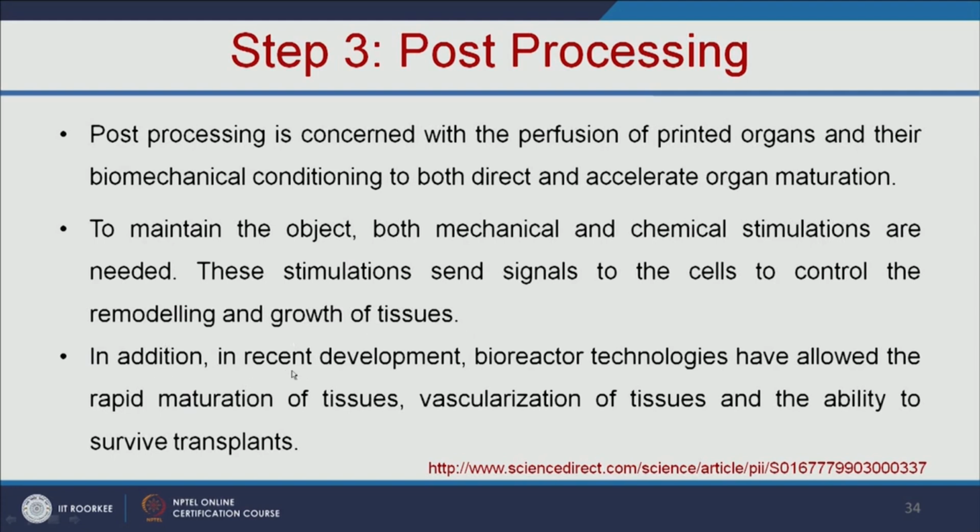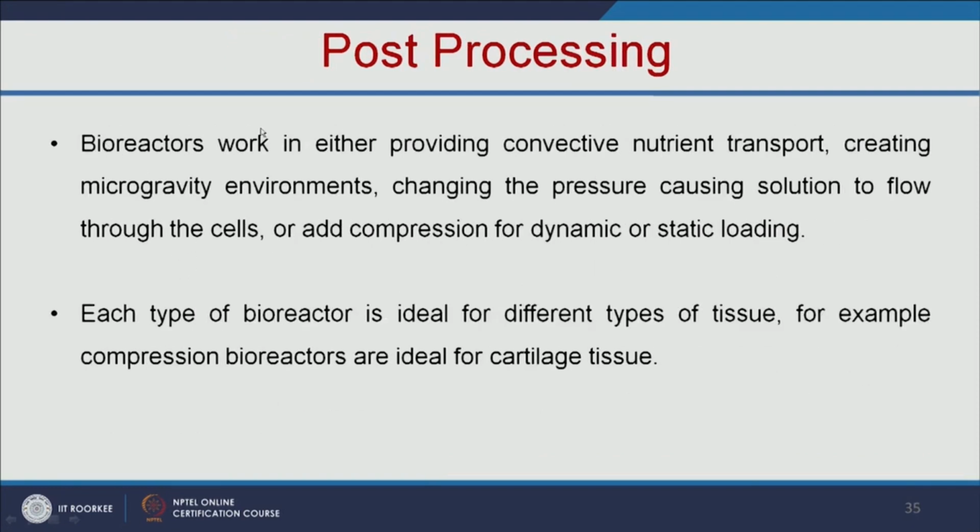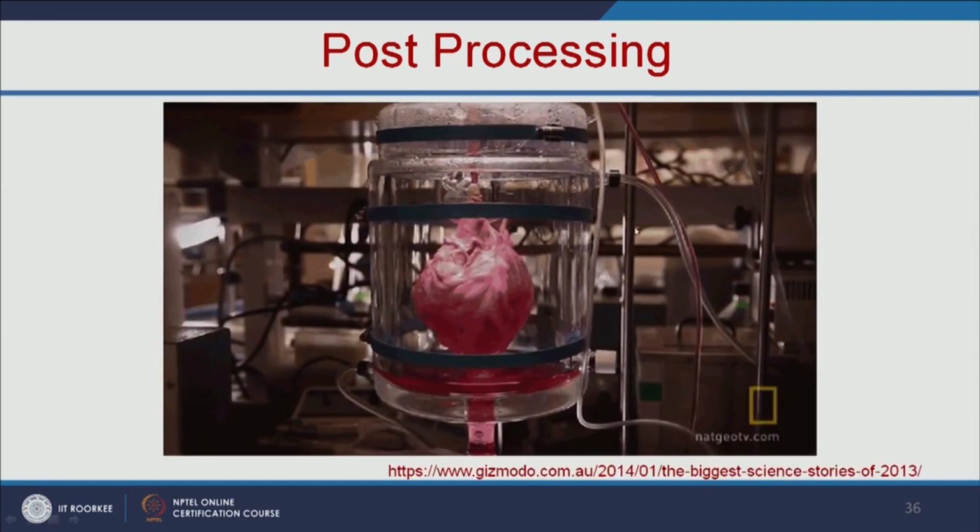In addition, in recent developments, bioreactor technologies have allowed the rapid maturation of tissues, vascularization of tissues, and the ability to survive the transplants. These bioreactors work by either providing nutrient transport, or they can create microgravity environments. Each type of bioreactor is ideal for different types of tissue. For example, compression bioreactors are ideal for cartilage tissue. So this is your example of post processing.